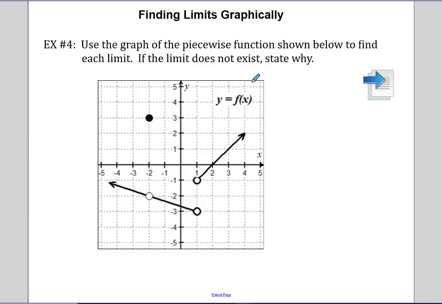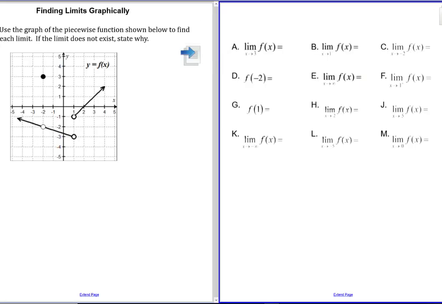In example 4, we want to use the graph, that's a piecewise function, to find each limit. And if the limit doesn't exist, we want to say why. So using that graph, I'm going to turn on the double window so we can look at it at the same time. So looking at the graph, as you approach 3, the limit value is 1.